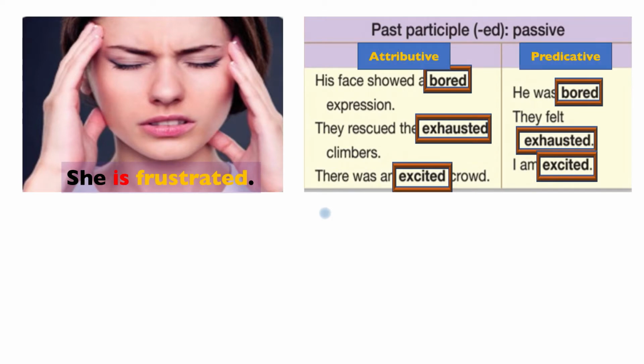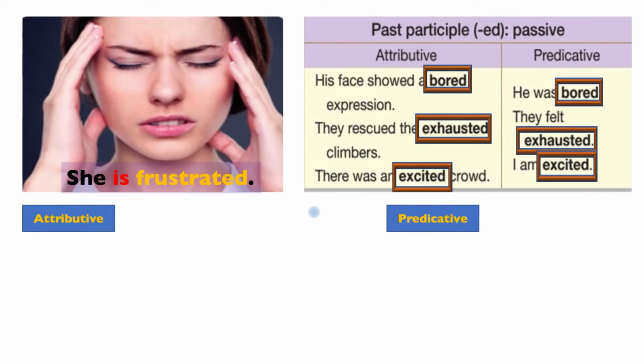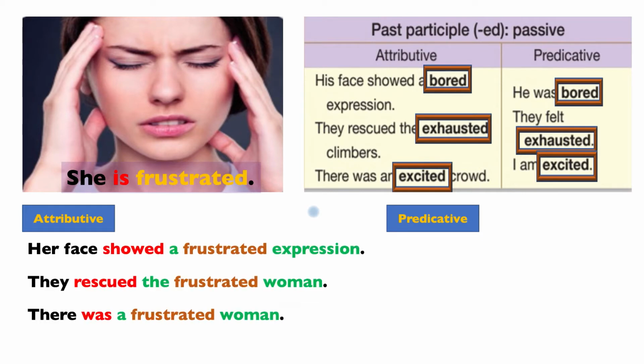Here we go. So we're going to have the attributive and the predicative. And so for the attributive, all we're doing is changing the adjective and some of the subject to fit the woman in the picture. So her face showed a frustrated expression. They rescued the frustrated woman. There was a frustrated woman. The first one was confusing to me because in the given sentence, his face. Yes. So his face is man. Yes, but she is a she, and so she's a woman. We have to think about the gender.